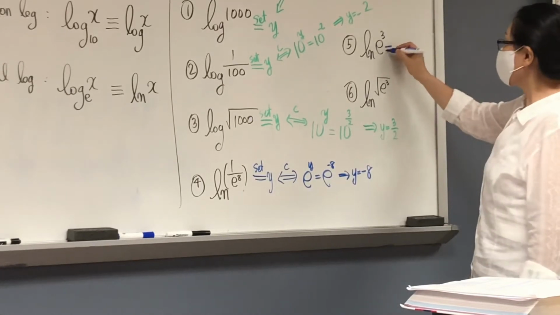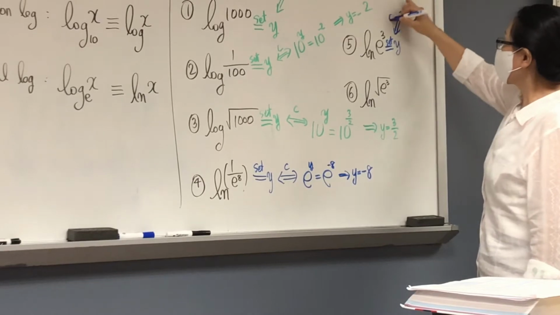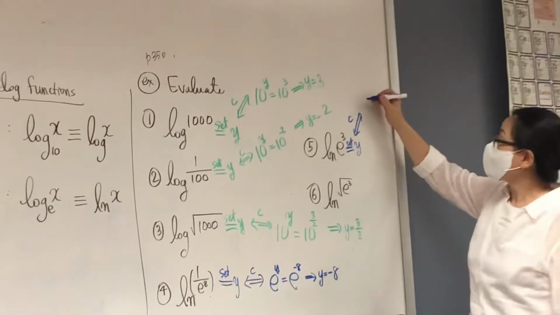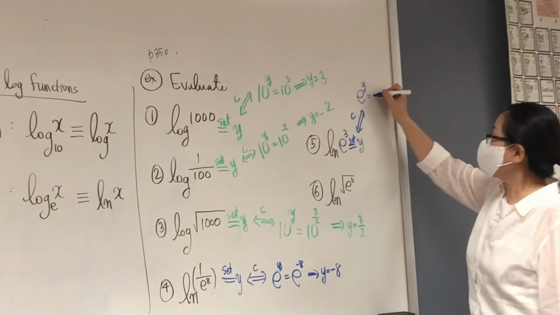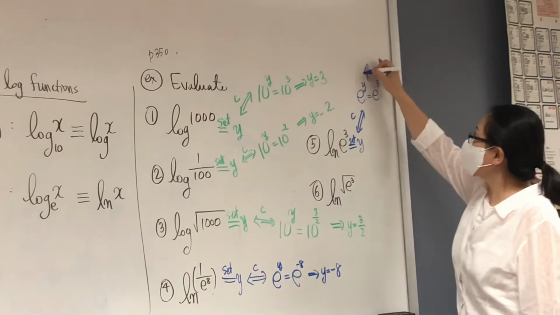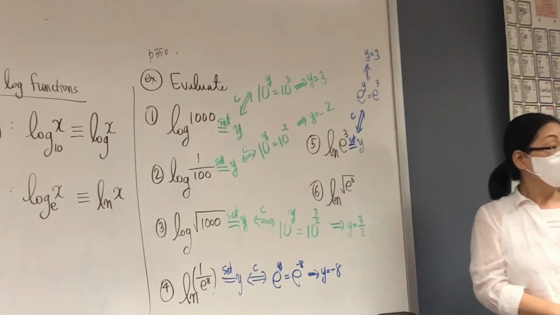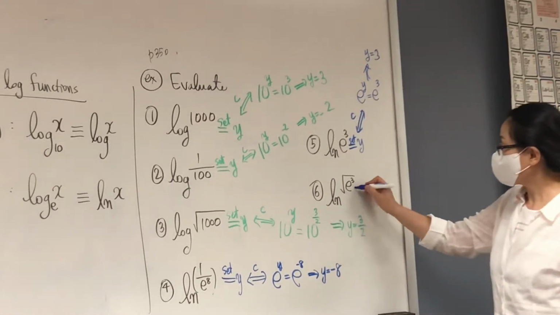What about this? Set y. Convert. e to the y equals e to the 3. So what is y? y equals 3. Isn't it? Yeah. How about this?